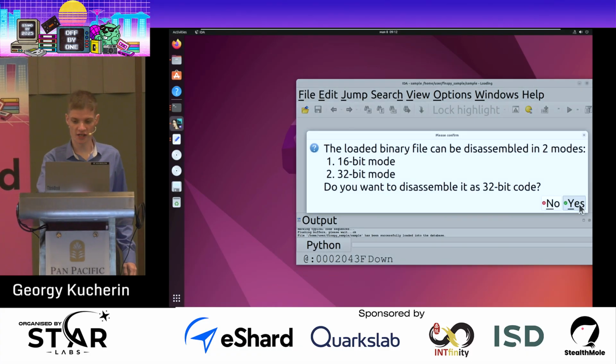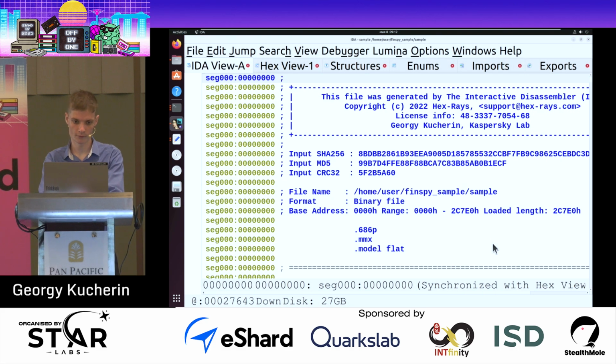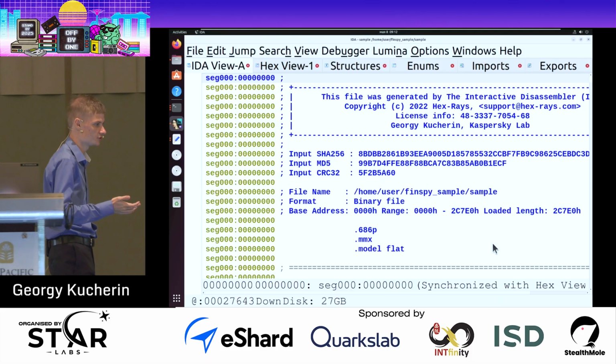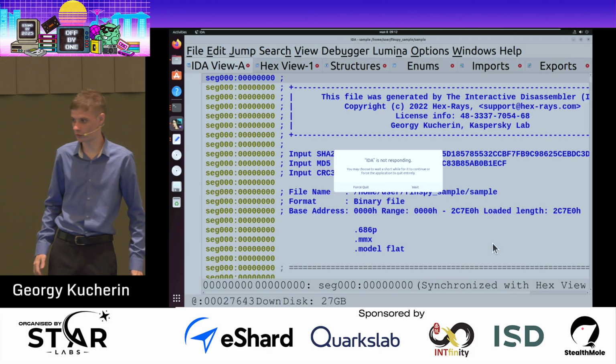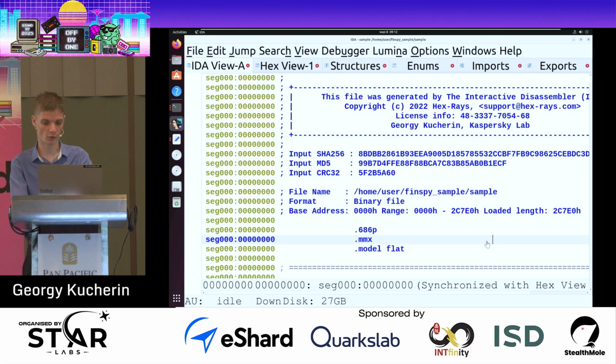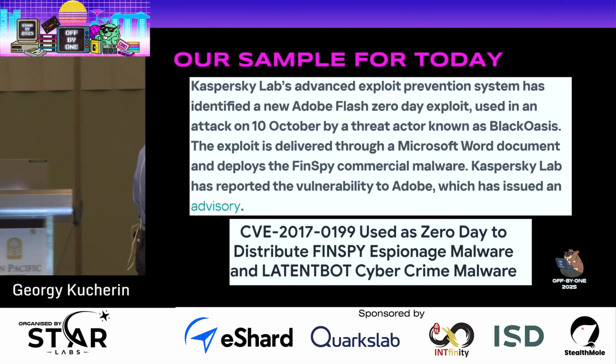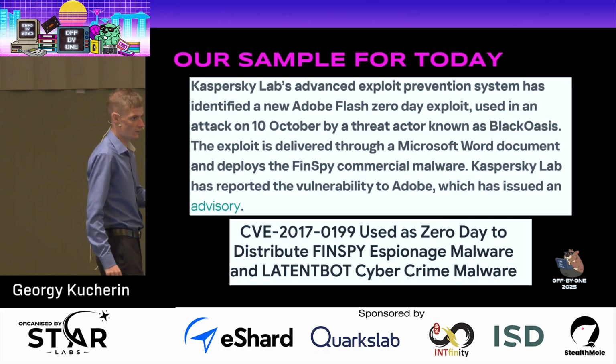And here we press yes. I want the sample to be disassembled as 32-bit code. Now you see, immediately when we started analyzing the sample, we get something wrong. It's not what we expected, because we expected a binary file. And while IDA is auto-analyzing the file, I'll tell you why we get so many difficulties.